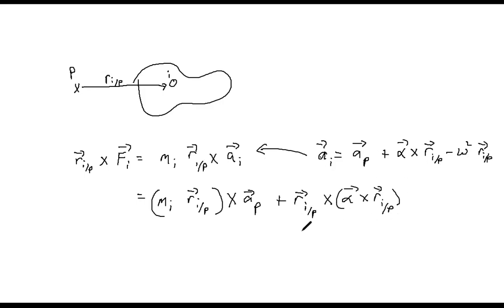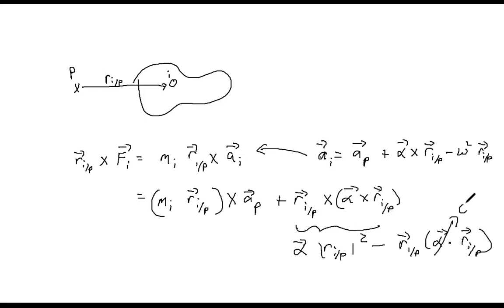For this one, I'm going to use the vector triple product formula to rewrite this as alpha times the magnitude of R_I relative to P squared, minus, so it's back-cab, that's the mnemonic, R_I relative to P times alpha dot R_I relative to P. And this is 0 when you're talking about planar motion, because the relative vector is in the xy plane, and alpha is always in the z direction.